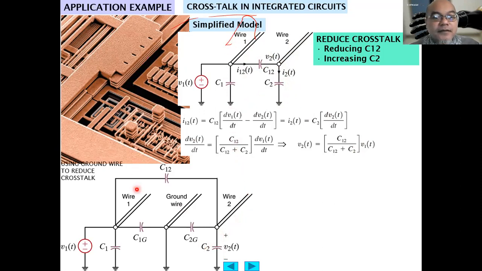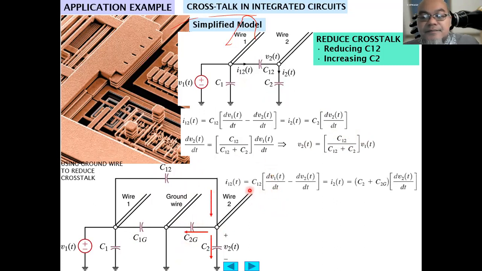So here we can use a ground wire to reduce C12. Because by introducing another wire between wire 1 and wire 2, the C12 will be a series of C1G and C2G. And you know, when capacitors are put in series, the equivalent series capacitance will become smaller, right? So the total C12 here becomes smaller. So by putting another ground wire here, which is grounded.